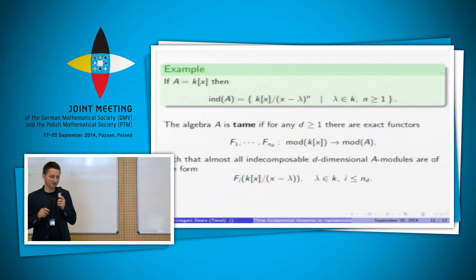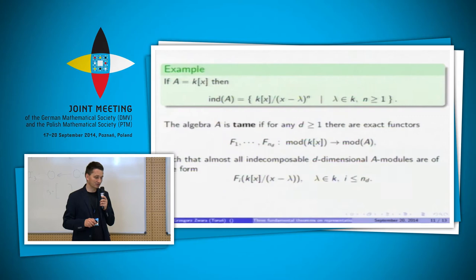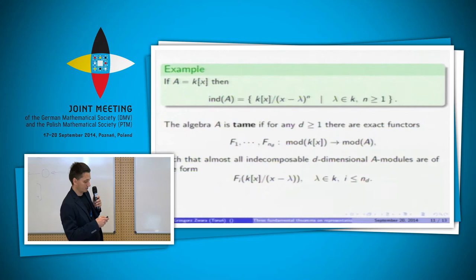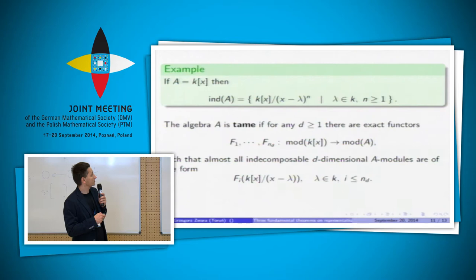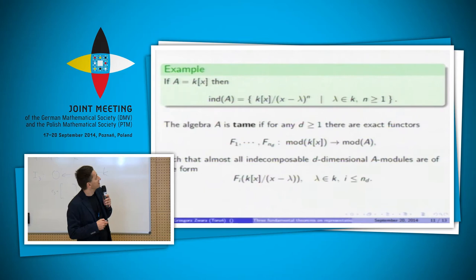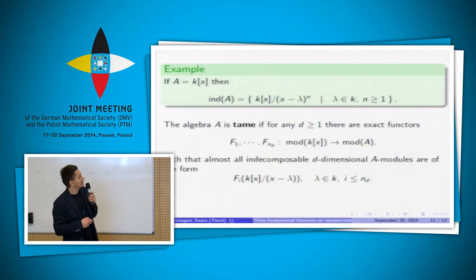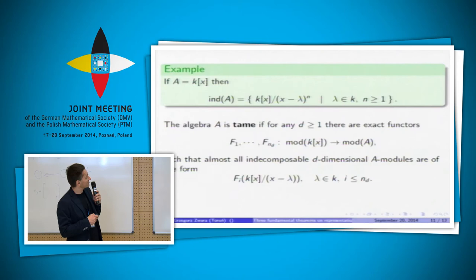there are a finite number of exact functors, f1 up to f sub n sub d, from the category of modules over k[x]. Of course, an object of this category we can consider as a vector space with an endomorphism on it. They go to the category of A-modules, such that almost all indecomposable d-dimensional A-modules, where almost all means all but a finite number of isoclasses, are of the form images of these one-dimensional indecomposable, so simple, k[x]-modules.